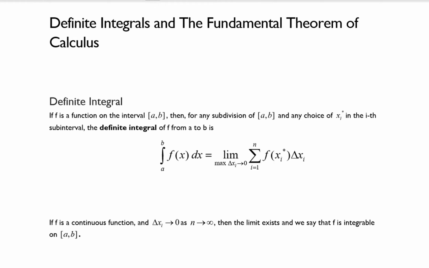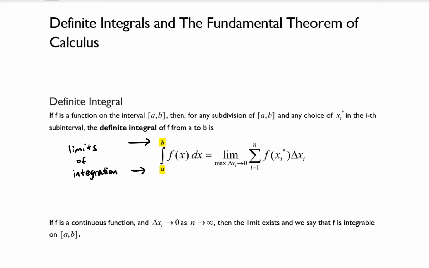Now notice that the only difference from this notation to the indefinite integral is that we have these things here, and these are called our limits of integration. And that tells us the interval that we are integrating across. And so that definite integral is equal to the limit as the max delta x sub i goes to 0 of the summation from i equals 1 to n of f of x sub i star times delta x sub i.